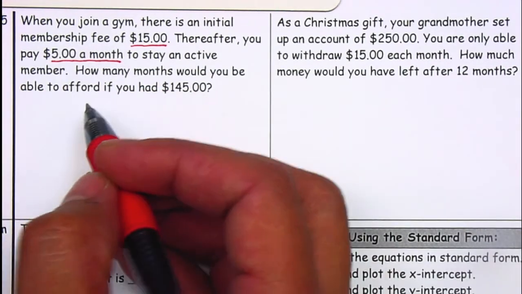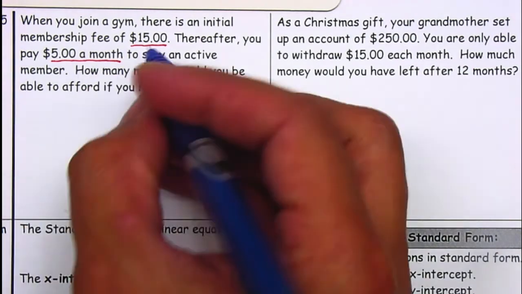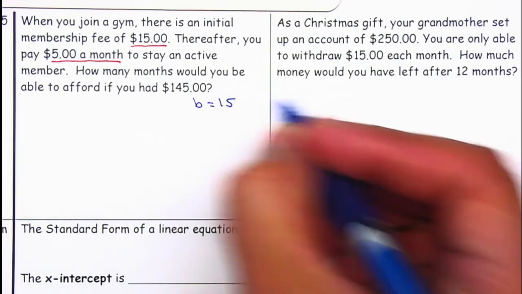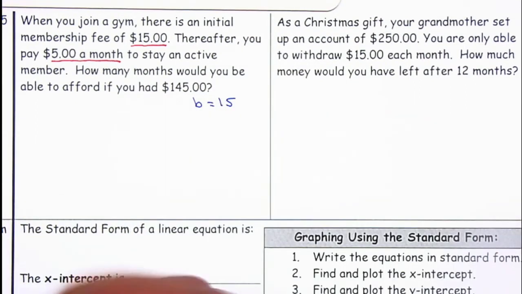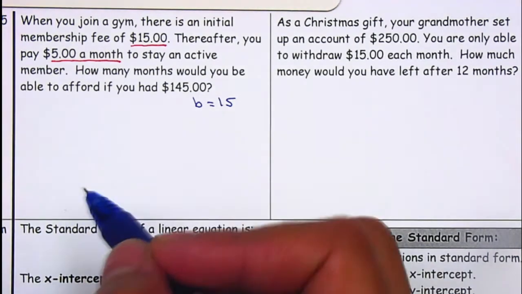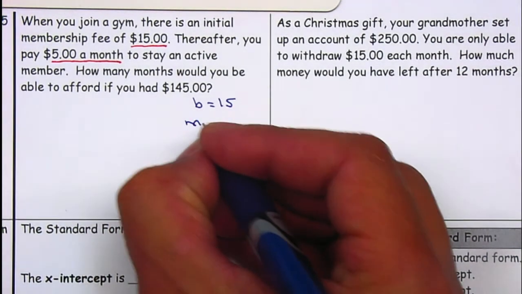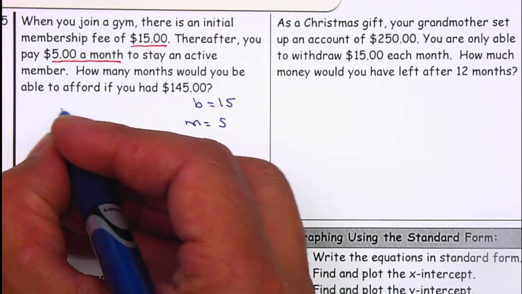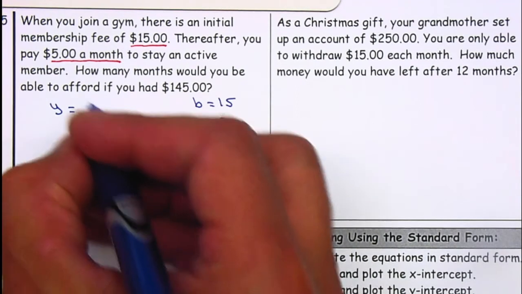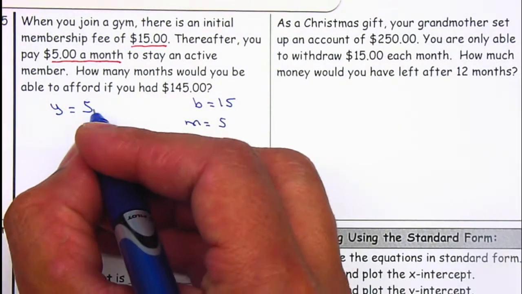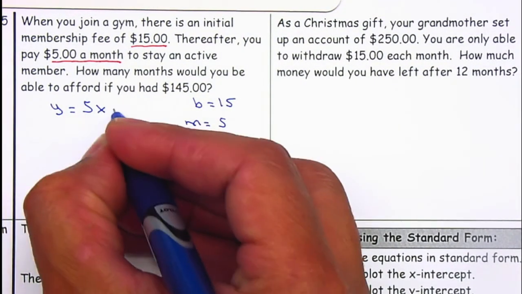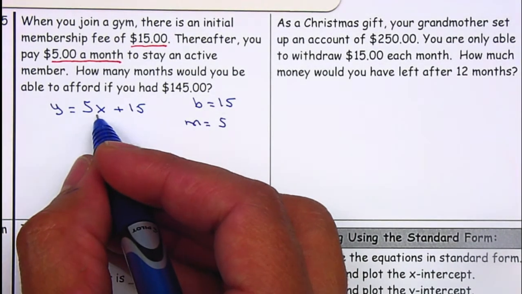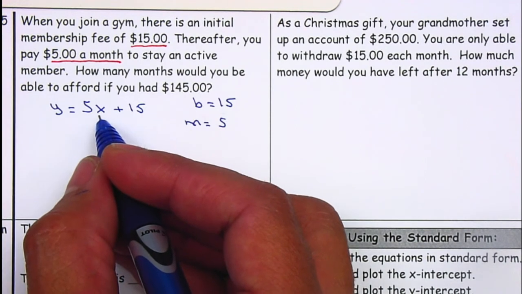In this type of problem, you will have your initial fee. Your initial fee, which is $15, that'll be the b. That'll be the y-intercept. That is a one-time fee. The fee that you pay over and over again, that'll be your slope, which is $5. So we can write down your equation. y = 5x + 15. Remember, x corresponds to the number of months.